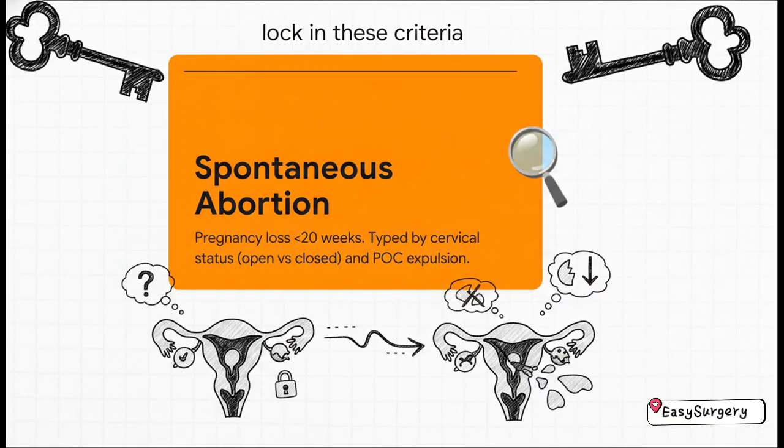The major differentiating factor here: whether the cervix is open or closed. It's that simple. A threatened or missed abortion will present with a closed cervix. Specifically, a threatened abortion has no expulsion of the products of conception, while a missed abortion is a non-viable gestation under 20 weeks that's just been retained. On the flip side, an incomplete or inevitable abortion features an open cervix. With an incomplete abortion, you're going to see a partial passage of those products of conception.